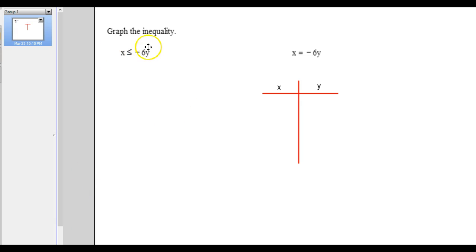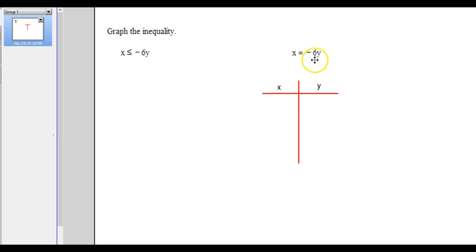So this is the inequality you've been asked to graph. X is less than negative 6y. So what you're first going to do is treat it as if it said x equals negative 6y, and you're just going to get 2 points. You're just going to come up with a couple of pairs of points here. And the easiest things to work with are zeros.